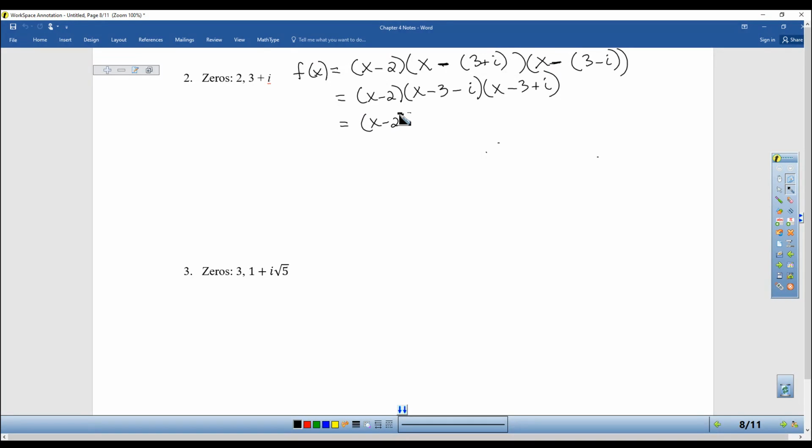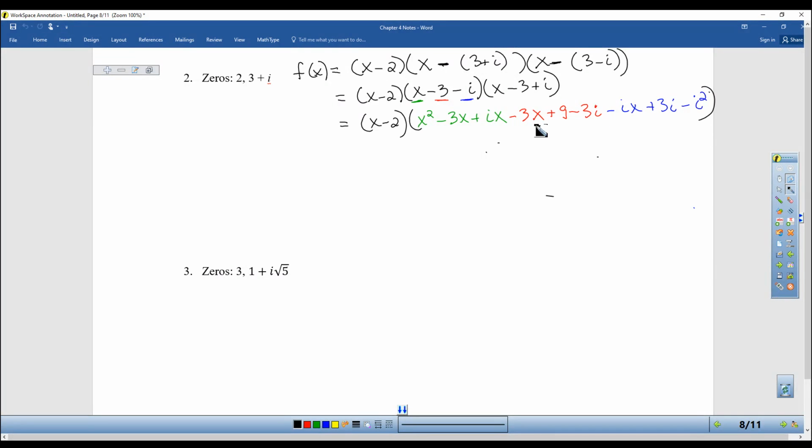And while I don't require you to multiply the whole thing out, you aren't allowed to have i. So I am going to go ahead and at least distribute this. So first I'm going to distribute the x, which would give me x squared minus 3x plus ix. And then I'm going to distribute the -3, which gives me -3x plus 9 minus 3i. And then I'm going to distribute the i, which gives me negative ix plus 3i and minus i squared.